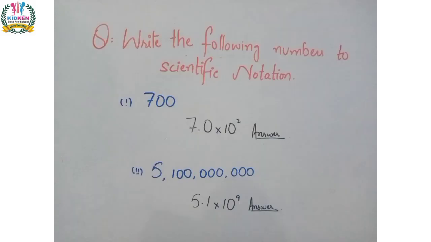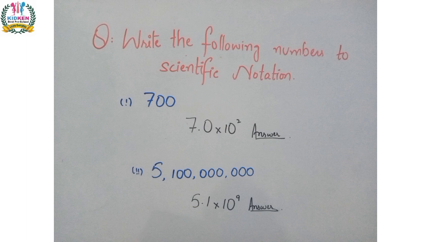Next question is write the following numbers in scientific notation. So simply you can count the number of zeros and write the number in base 10 to a power. Our question is 700. So we can write as scientific notation 7.0 multiplied by 10 raised to the power 2, because we have 0 two times, so we can write 10 power 2.